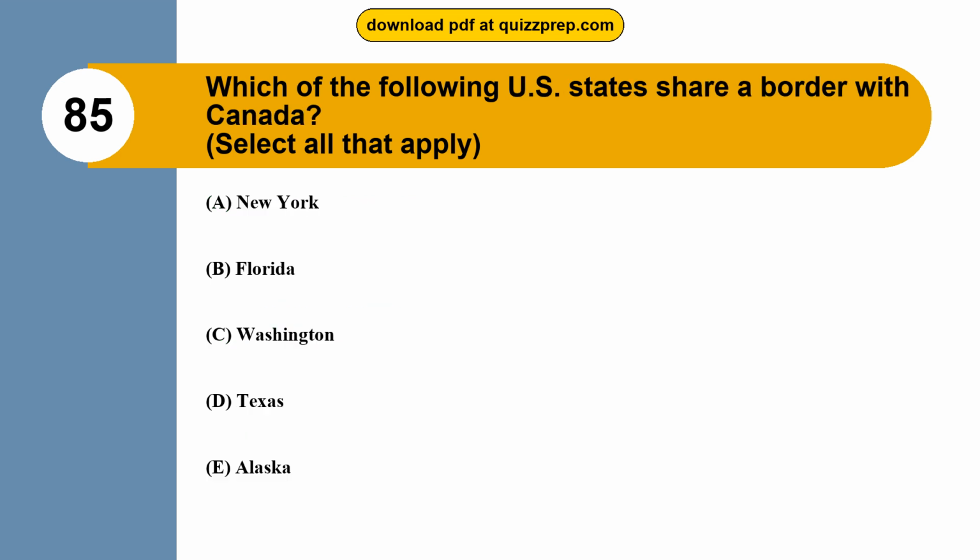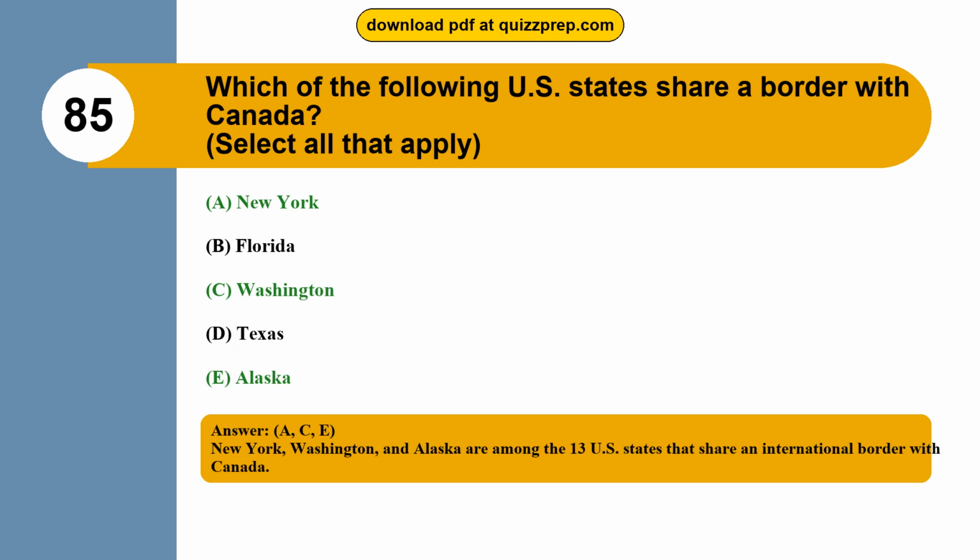Question 85. Which of the following U.S. states share a border with Canada? Option A, New York. Option B, Florida. Option C, Washington. Option D, Texas. Option E, Alaska. The correct answers are options A and C and E. New York, Washington, Alaska. New York, Washington, and Alaska are among the 13 U.S. states that share an international border with Canada.